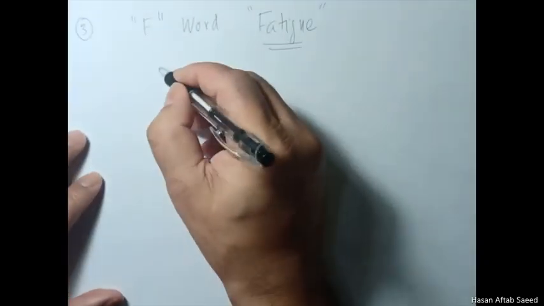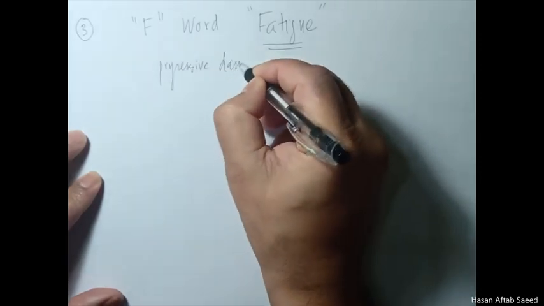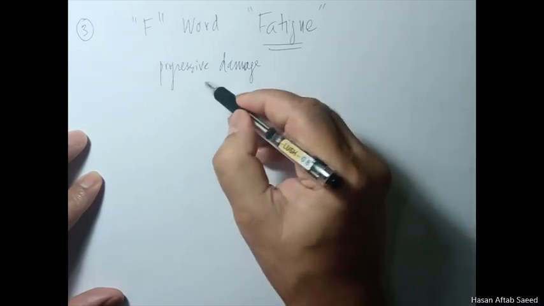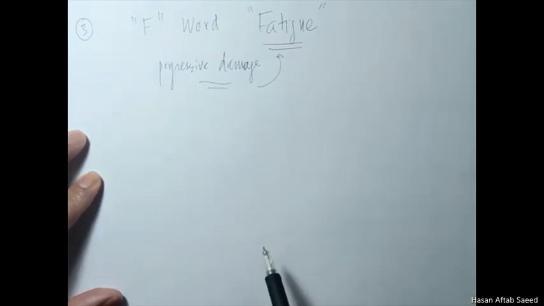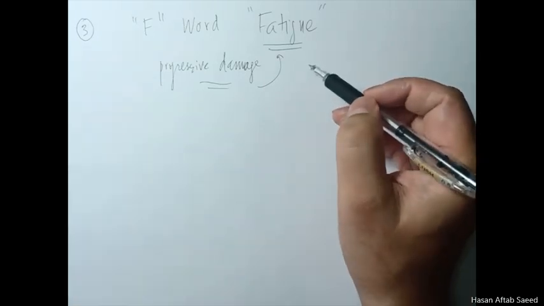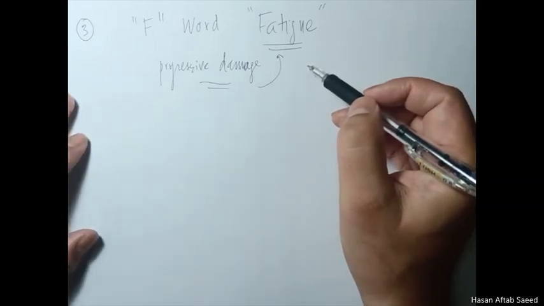But now there is something called progressive damage, and fatigue is probably the most predominant mode of that, in which a crack grows little by little with every cycle, until it reaches the critical crack length, and then it breaks uncontrollably.